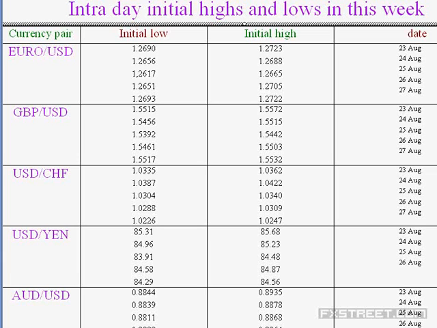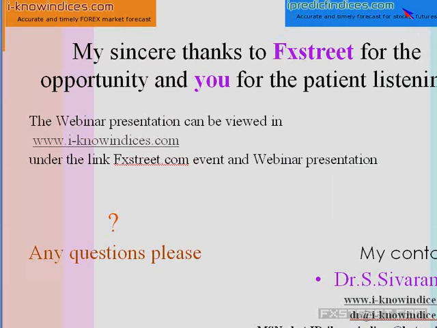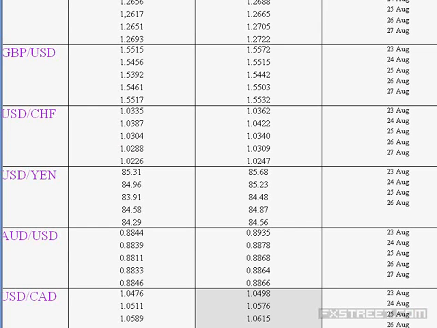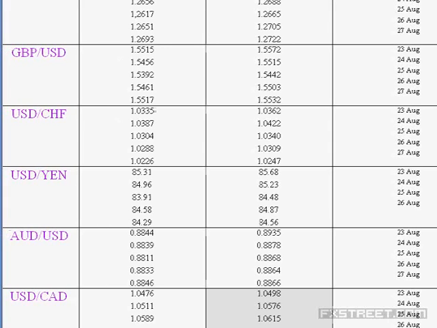Then in the case of the Australian dollar, 0.8846 is intact, 0.8866 was the initial high, and they breached it and formed a new high, 0.8876. And in the case of the Canadian dollar, 1.0570 is the low, 1.0585 is the high. Both are intact. So you can understand that they are holding the Canadian dollar.